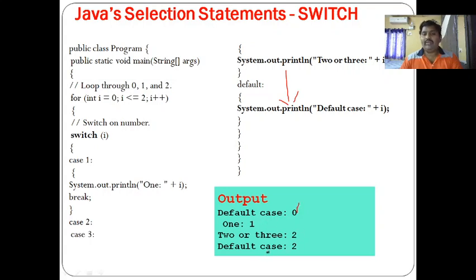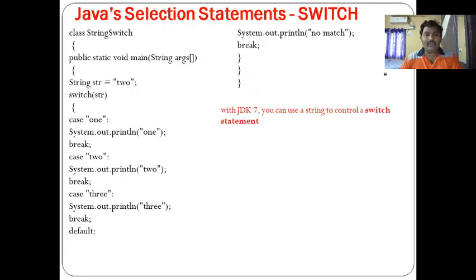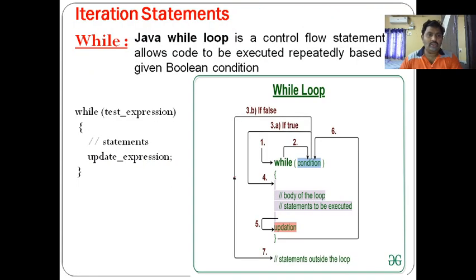The reason the 2 or 3 and default cases both printed is that we did not write the break statement. If you don't write break, it causes the fall through concept, as we discussed in the previous slide. Also, from JDK 1.7, switch cases may accept strings. Here I have String str equal to 2. Once a case is satisfied it will execute, so the program output we get is 2.